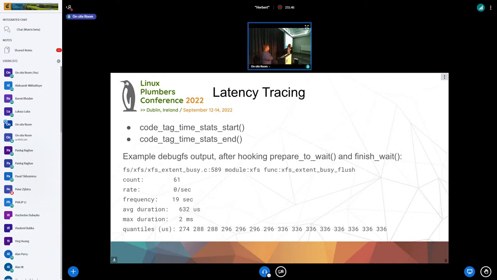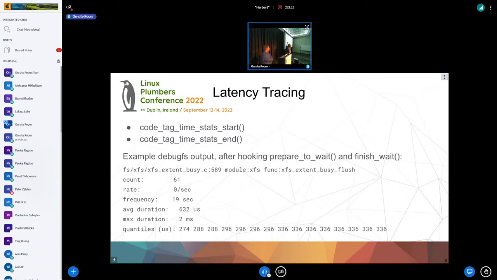Latency tracking. Latency tracking is something that I've wanted for years and years and years. Back when I was at Google, we used to have a thing. I completely forgot the name of it. But it was used for tracking latencies of IOs all throughout the IO stack. It was a really brilliant idea. Unfortunately, the code was too terrible to live. It doesn't exist anymore, as far as I know.